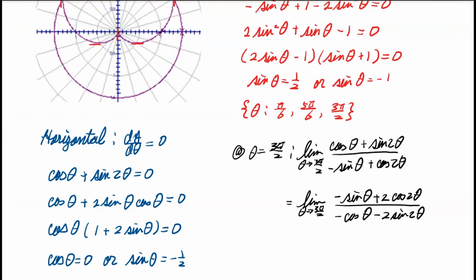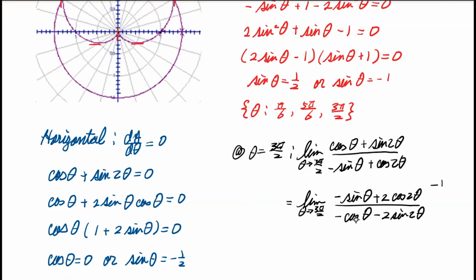Wait, what happened to the 2 cosine 2 theta? Wouldn't 2 cosine 2 theta be negative 2? This is negative 2. This becomes positive 1. So your numerator is negative 1 at the moment, right?